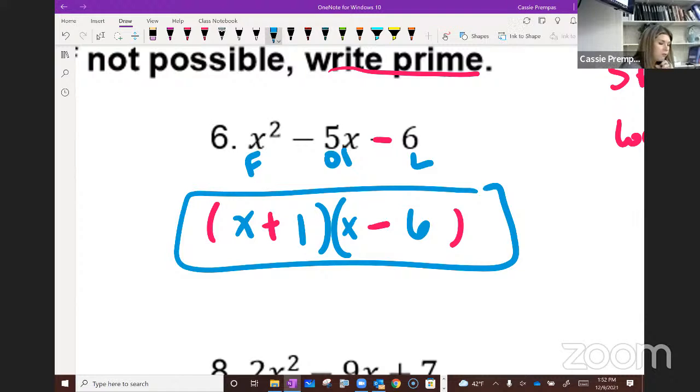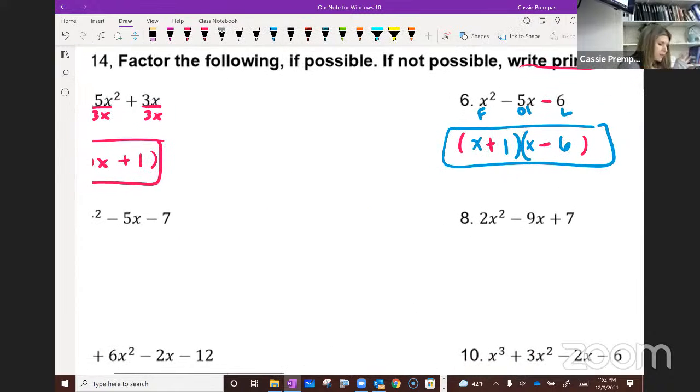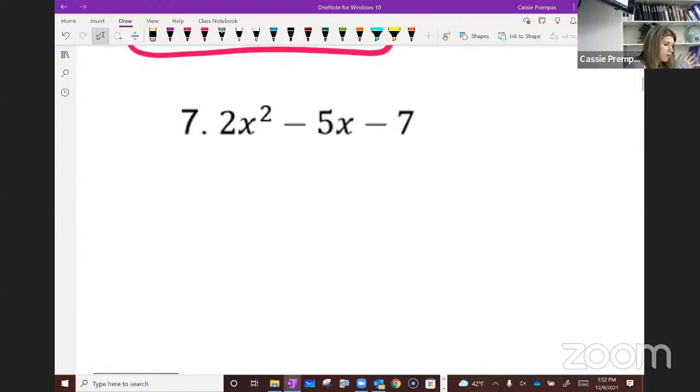Good question. So if it was equal to 0, the directions would say solve, and then that would be our clue that I need to actually get x by itself. All right, number 7 is a slight bit different. So let's go ahead and do number 7.